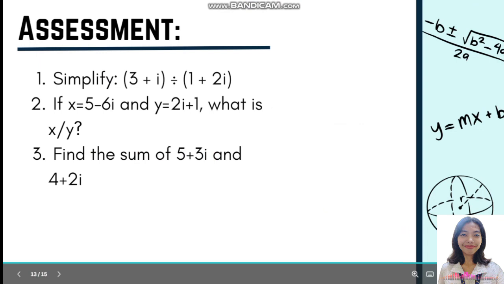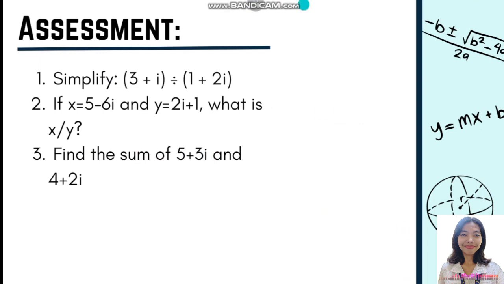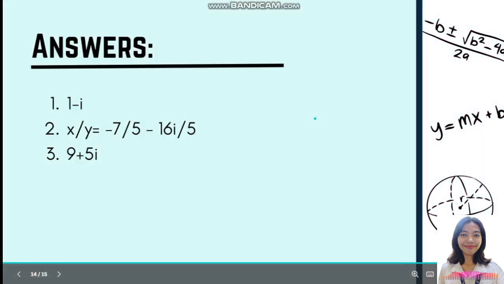And then if you are looking for some examples, we have an assessment here with three problems, and we also have an answer key for your guide.